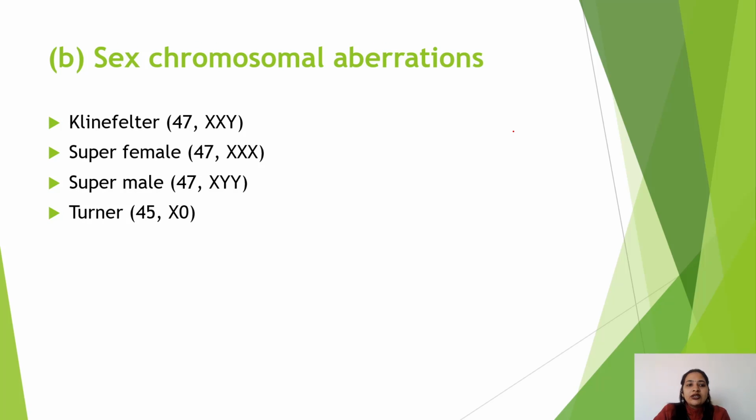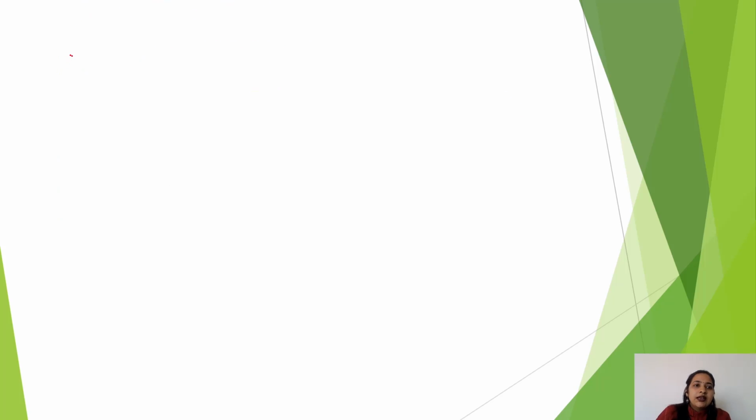Sex chromosomal aberrations: Klinefelter, super female, super male. This is also very simple. Let's talk about sex chromosomal numbers. The 23rd pair is the sex chromosome. I hope it is imprinted in your mind by now.